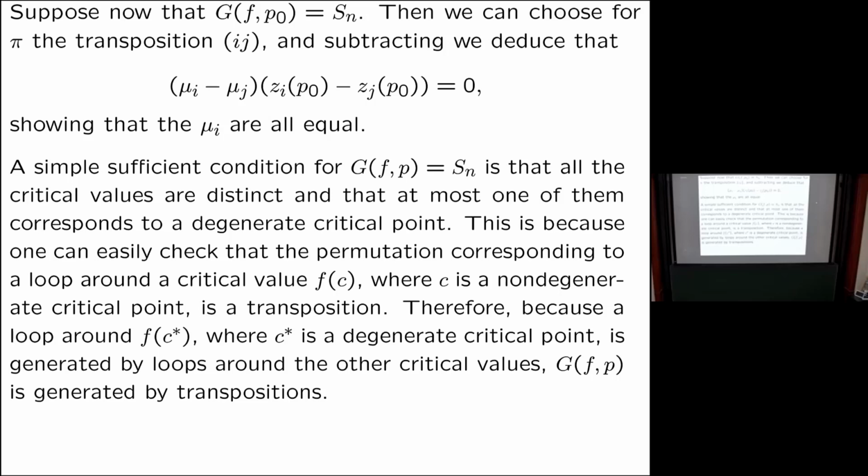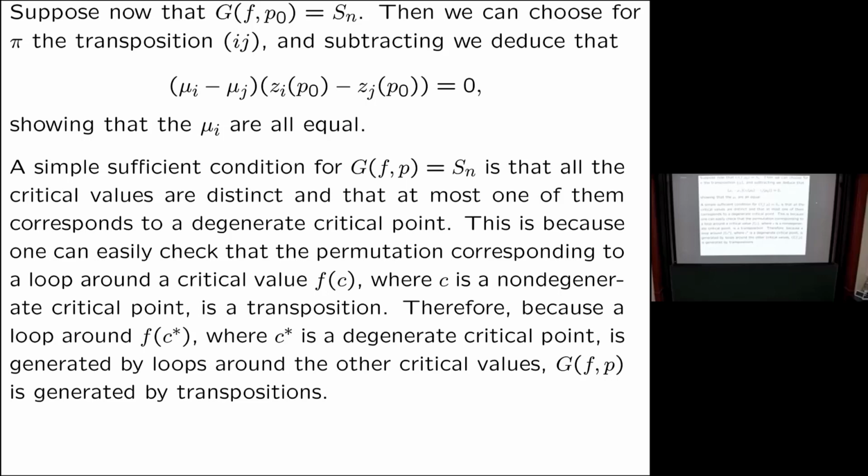And then there could be one critical point which is degenerate. But in this case, we're working on the whole of the Riemann sphere, and so a loop around f of C star, where C star is a degenerate critical point, is generated by loops around the other points, because the sphere is simply connected, if you like.